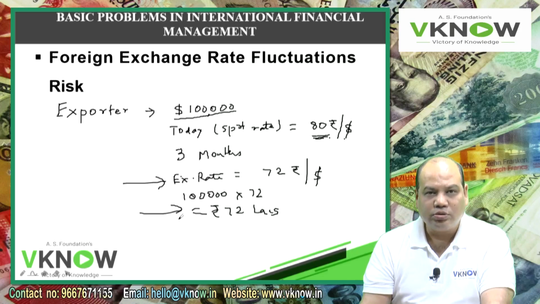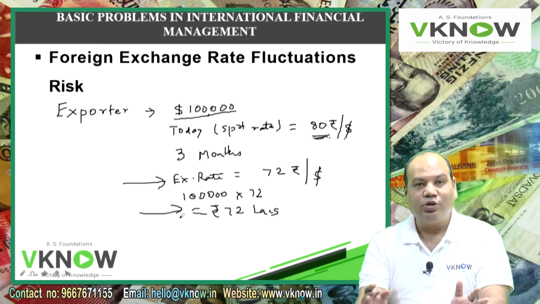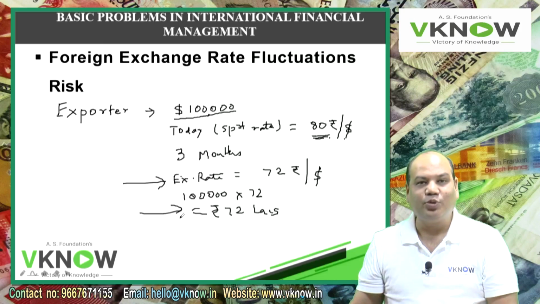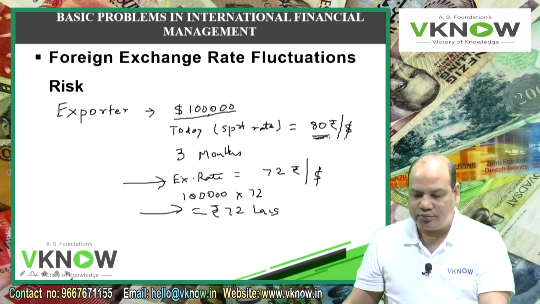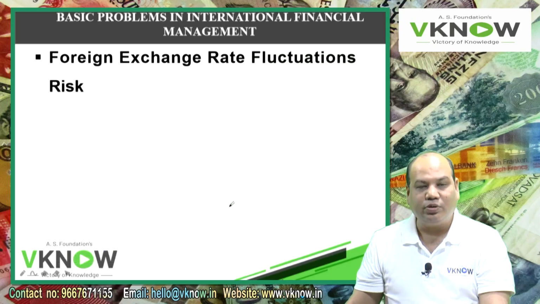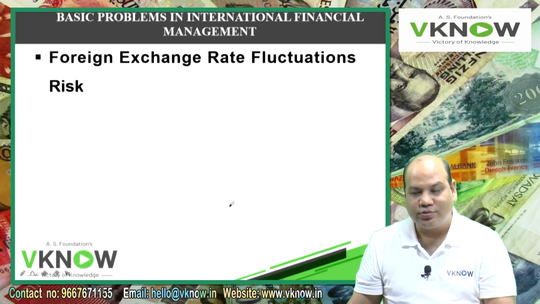And you are shocked. I was expecting 80 lakh. Now I got only 72 lakh. My cost of production itself is more than 72 lakh. So you will suffer this loss. If your cost of production was 75 lakh, in spite of selling goods of $1 lakh, you are incurring a loss. That is called exchange fluctuation risk.